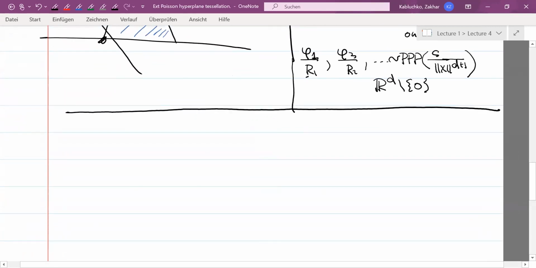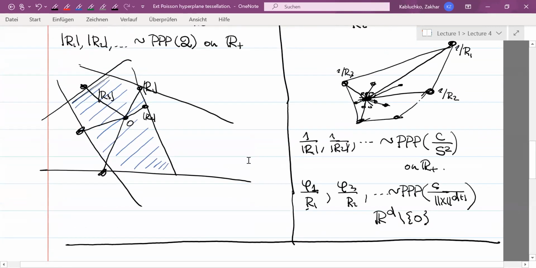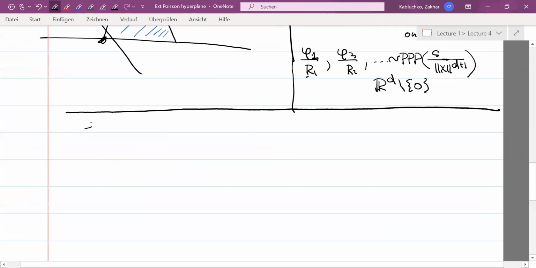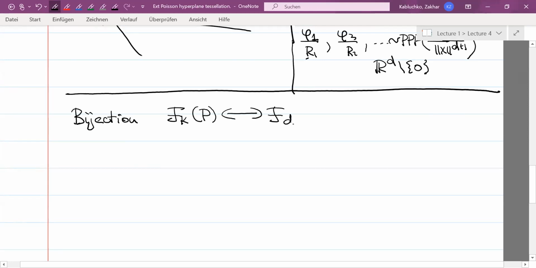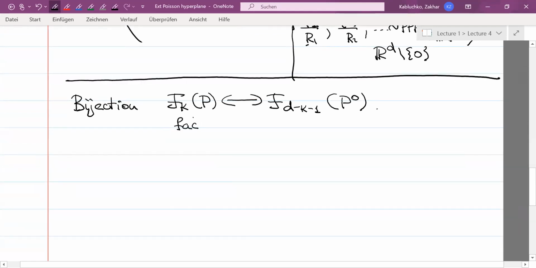Poisson zero cell, then we can use duality, and duality tells us the following thing. It tells us that each facet, so each hyperplane of this polytope corresponds to a vertex of the dual. And more generally, in any dimension, there is a bijection between the k-faces of a polytope P and the faces of the complementary dimension d minus k minus 1 of the dual. So that, for example, a facet corresponds to a vertex.